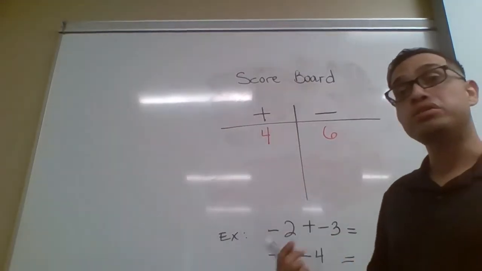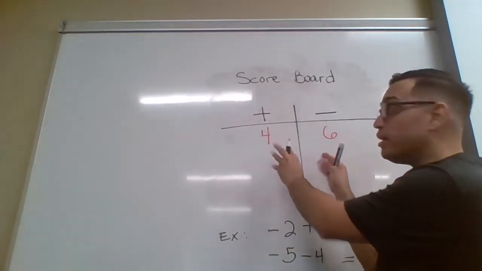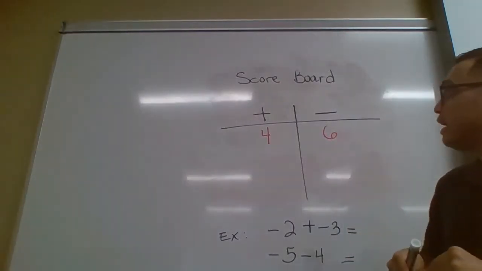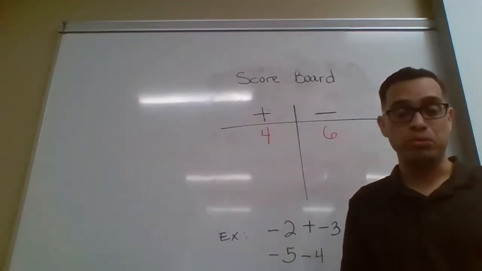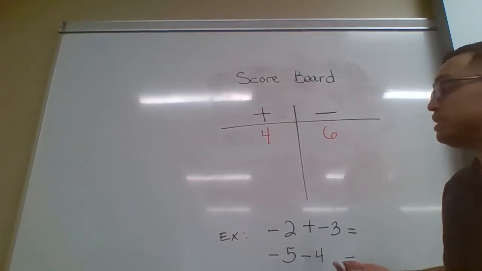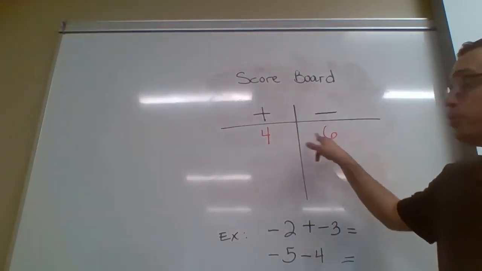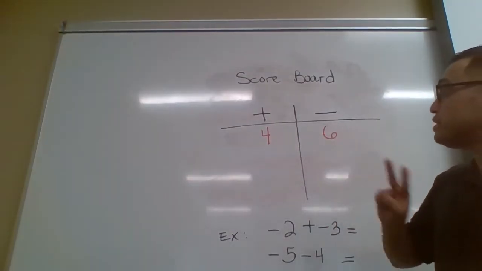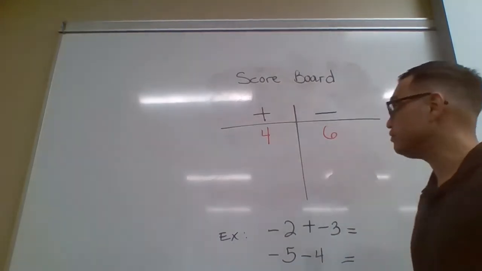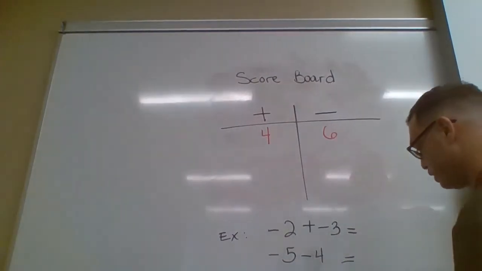So what you do is you tell your kids to set it up, and then you ask, okay, by how many points did the negative team win? And they will tell you that the negative team won by 2 points. So the negative team won by 2 points, and you keep the sign of the negative. So it should be -2.